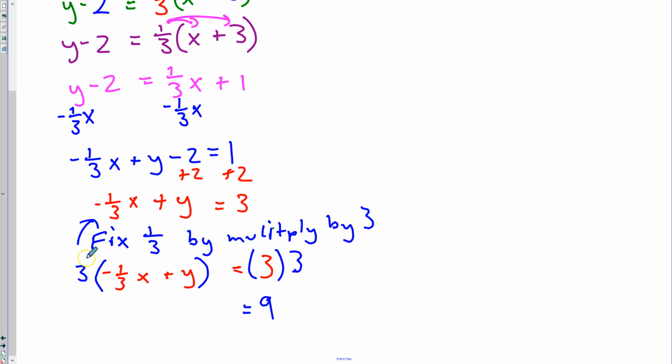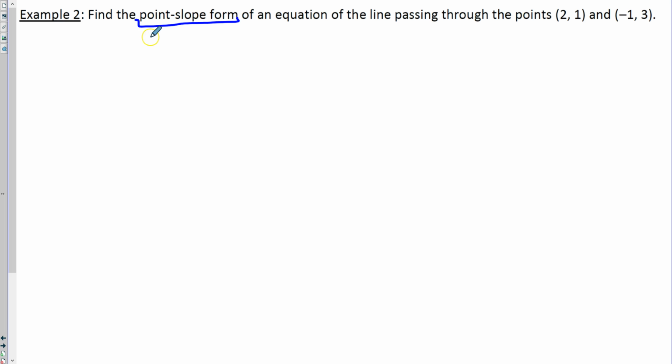Example 2, we want to find the point-slope form of an equation of a line passing through the points (2, 1) and (-1, 3). So again, here they're telling me a bunch of different things. They're telling us information about our line, that it goes through those two particular points, and it's also saying the format it wants the answer to be in. It wants it to be in the point-slope form. So the point-slope form was the one that we just used a little while ago: y minus y1 equals the slope m times x minus x1.